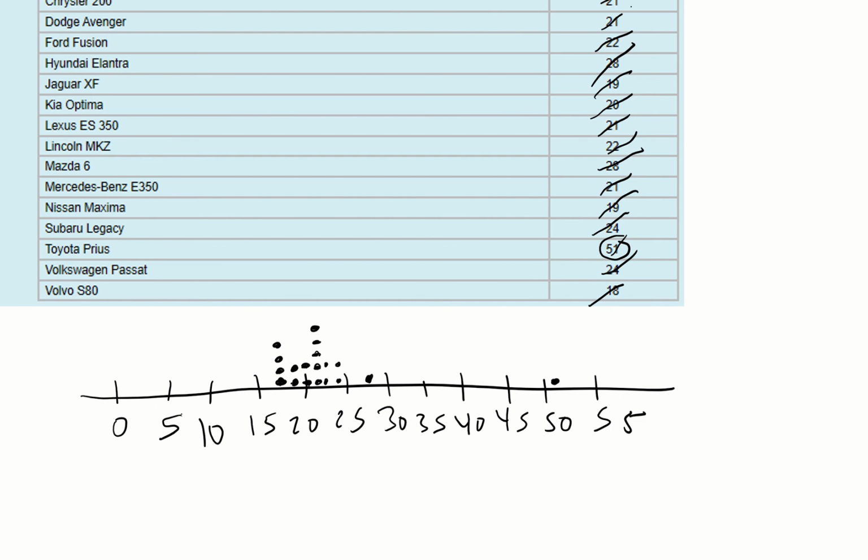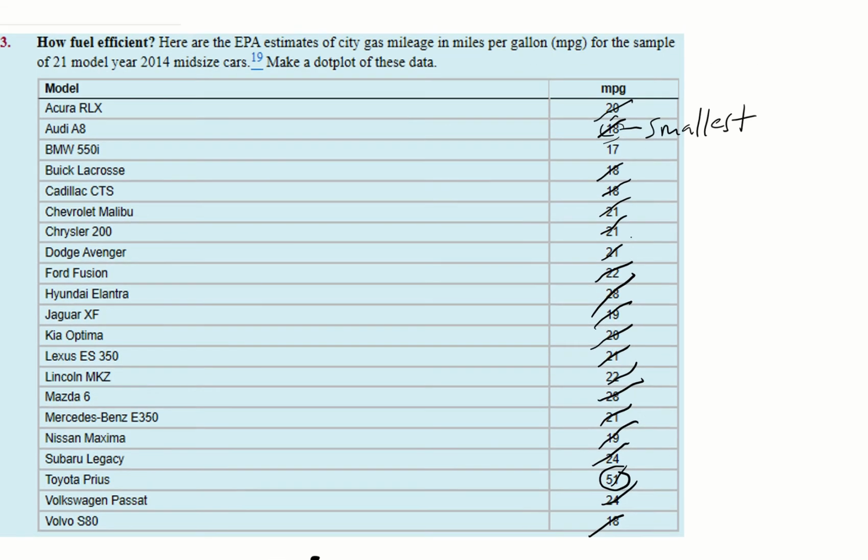But if they were asking us about the shape, then we would say that if you look at the shape here, well, it kind of looks skewed to the right, but that's not really what they're asking for. They're just asking to do the dot plot.